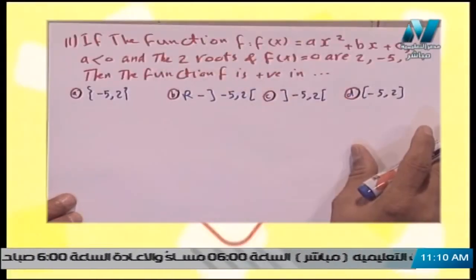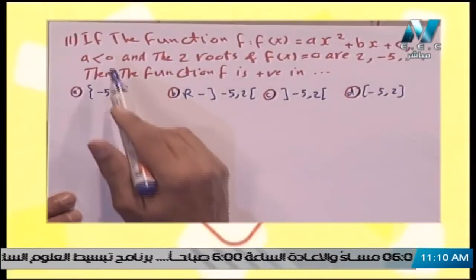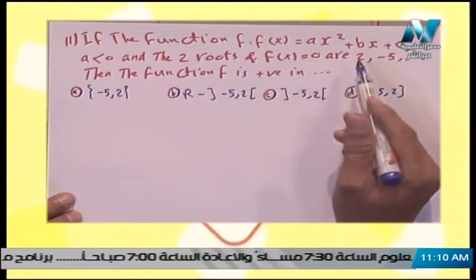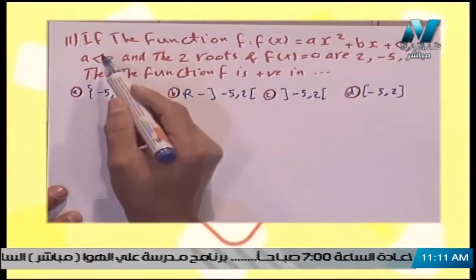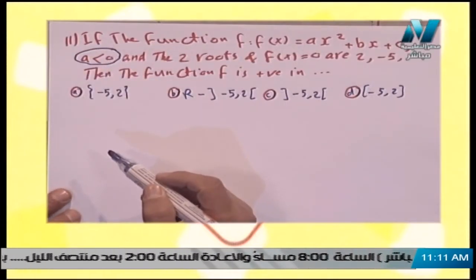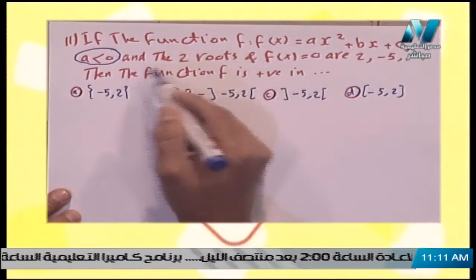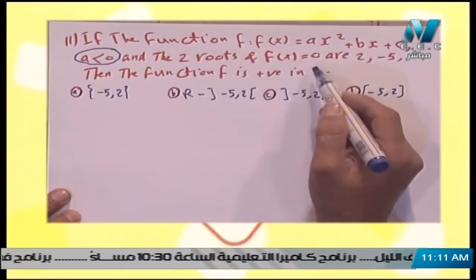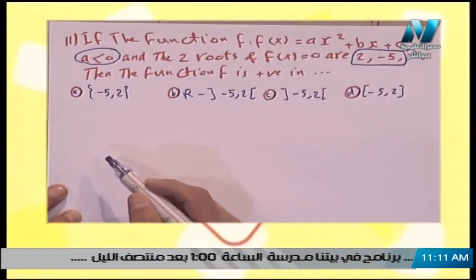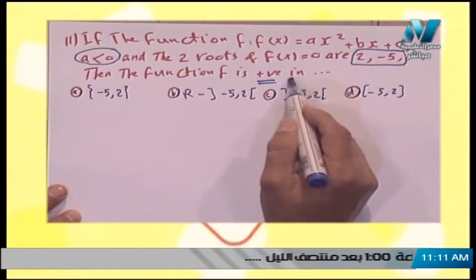Let's move to another question. We have another question here, number 11 for you. If the function f(x) equals a x power 2 plus bx plus c and a is less than 0. A less than 0 means a is negative. And the two roots of f(x) equals 0 are 2 and negative 2. Then the function f is positive in what interval?